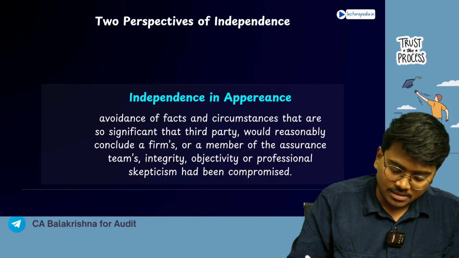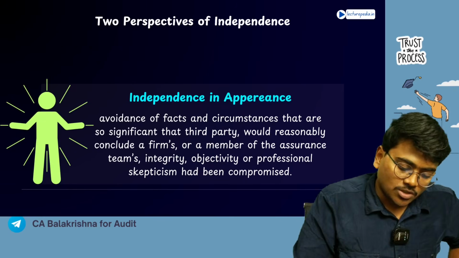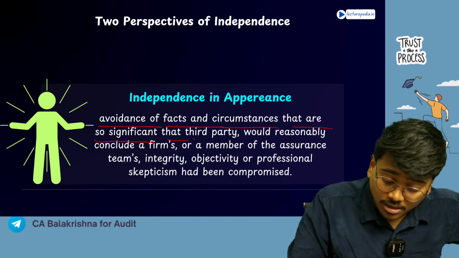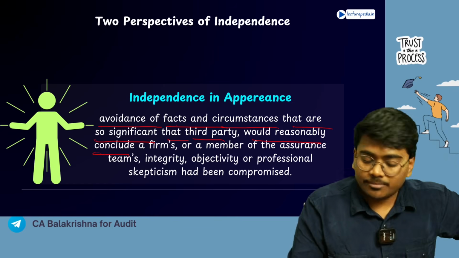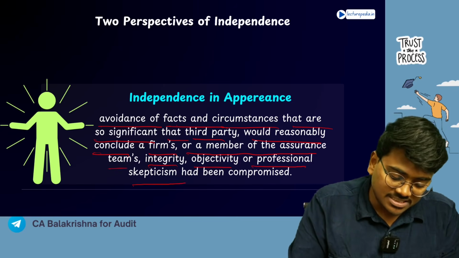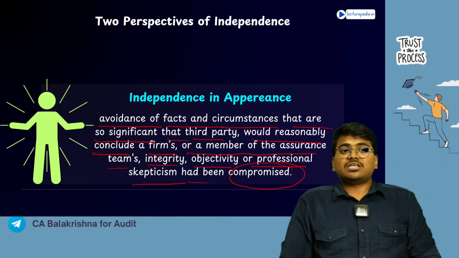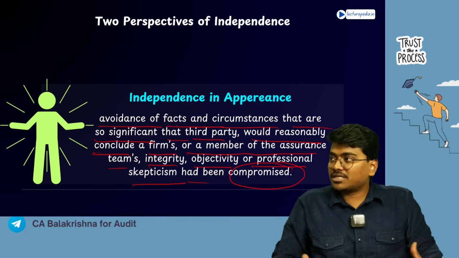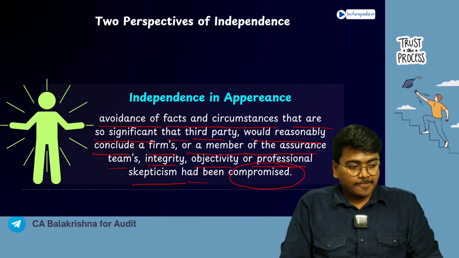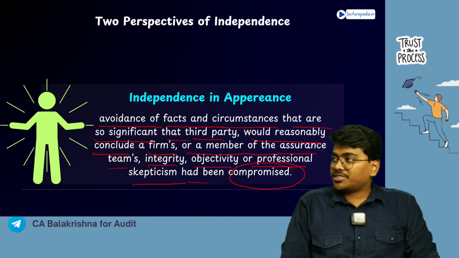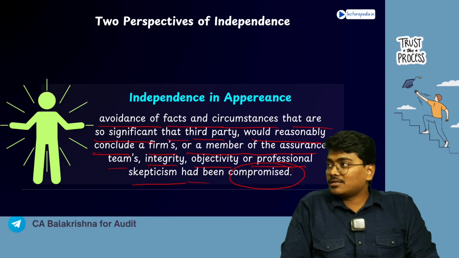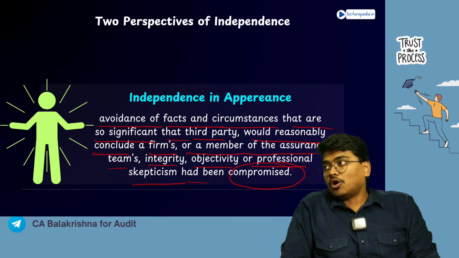Next, independence in appearance. That means avoidance of facts and circumstances that are so significant that a third party would reasonably conclude a firm's or member of the assurance team's integrity, objectivity, or professional skepticism has been compromised. Compromised means lost to some extent or lost completely. So it is not sufficient to just be independent in appearance. You should be independent in mind also.